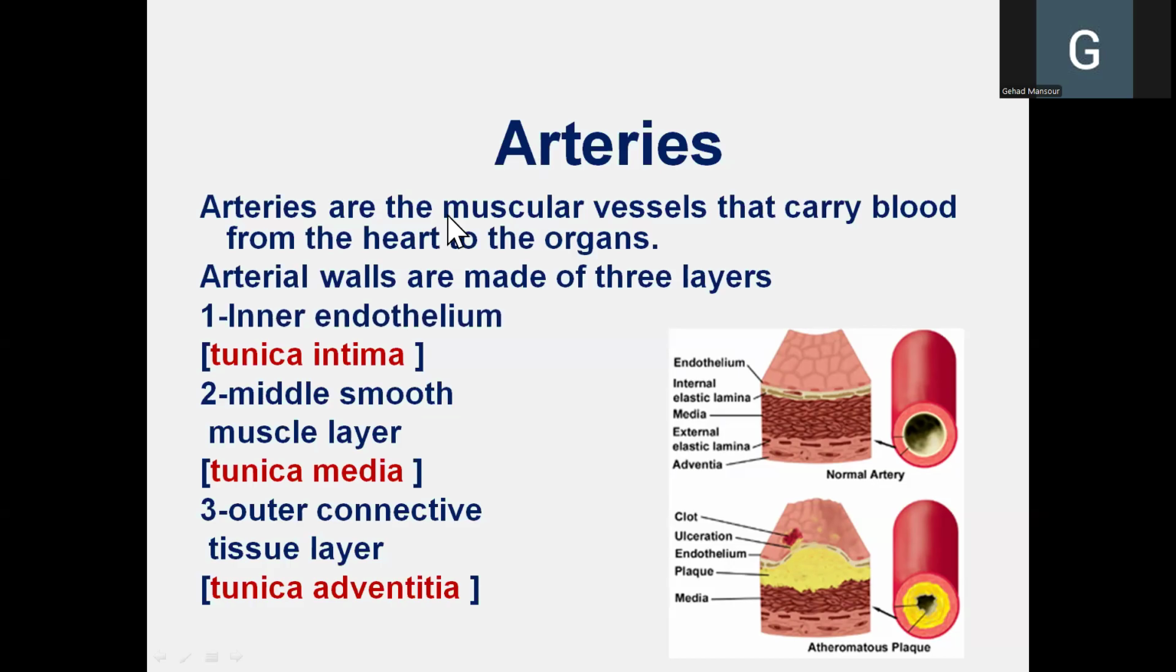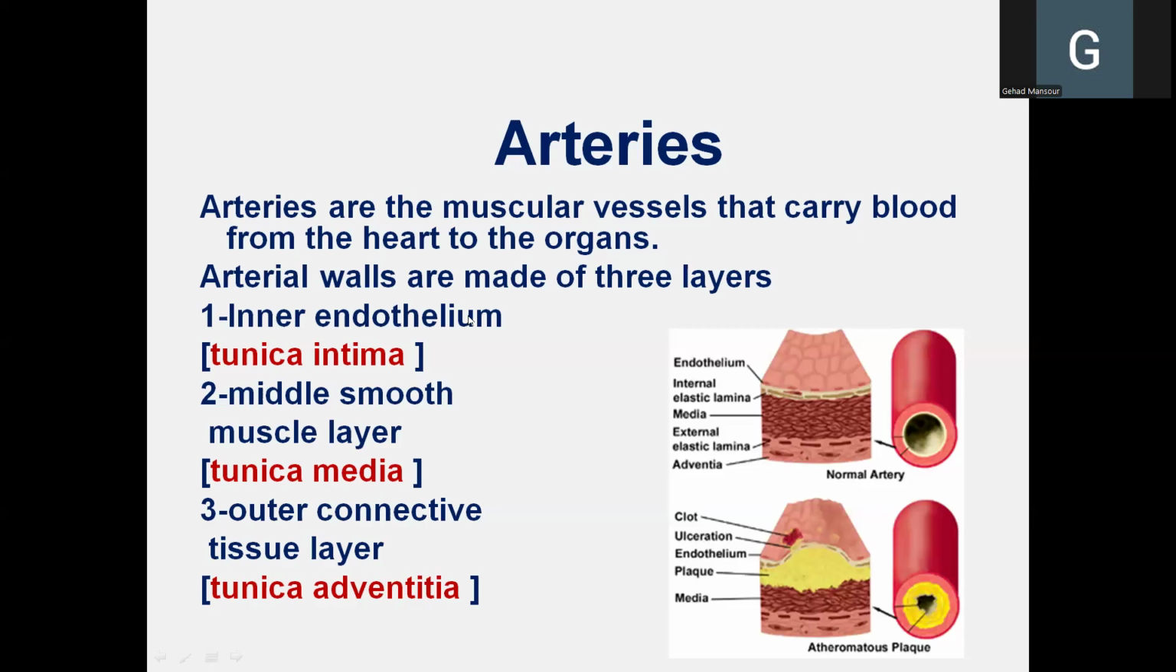Starting with the arteries, as you know, the arteries are muscular vessels because their walls contain smooth muscle fibers. And you also know that the main function of the artery is to carry blood from the heart to the organ. Of course, we did not specify the nature of blood because you know that the majority of the arteries carry oxygenated blood that is rich in oxygen and poor in carbon dioxide. But there is one exception in adult persons, which is the pulmonary artery that carries deoxygenated blood.